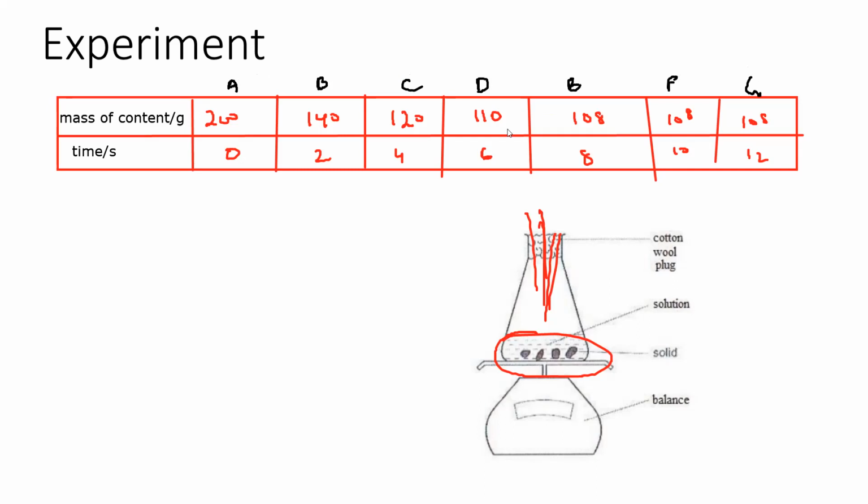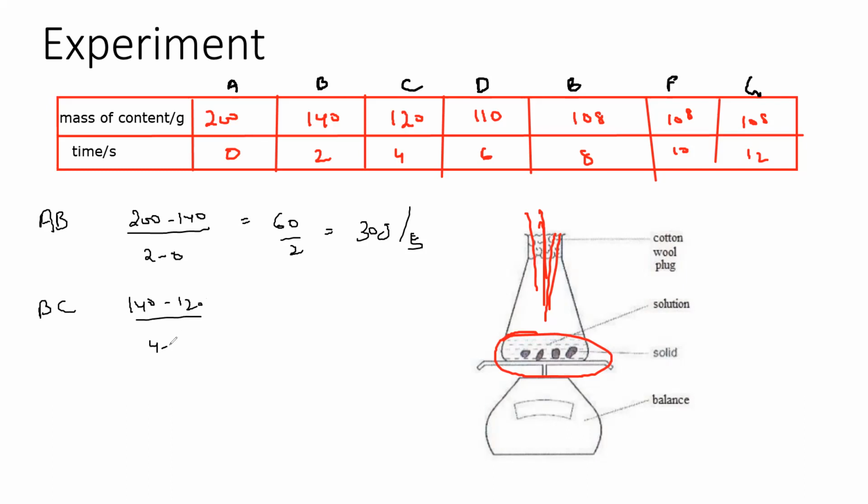So when we measure the rate of the reaction for this type of reaction, measuring the rate from A to B, the change is how much? 200 minus 140, and the time interval 2 minus 0. So it will be 60 divided by 2, which is equal to 30 grams per second. When we calculate from B to C, 140 minus 120 divided by 4 minus 2. So it will be 20 divided by 2, which is equal to 10 grams per second.